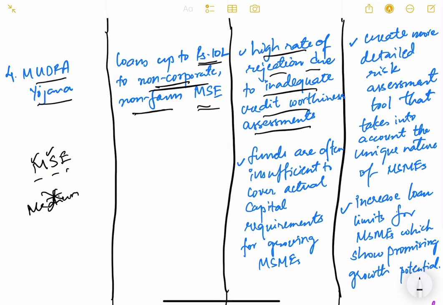And funds are often insufficient to cover the actual capital requirement for growing MSMEs. Basically, rupees 10 lakh is insufficient to cover the actual requirement of the industry. If they want to actually grow, they might want to invest in big capital, maybe some machinery or land or whatever. But then this 10 lakh rupees is not sufficient for them to grow. So it is not really helping them. That is one of the shortcomings.